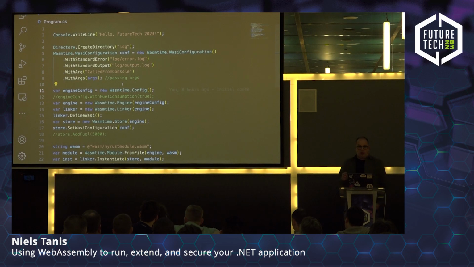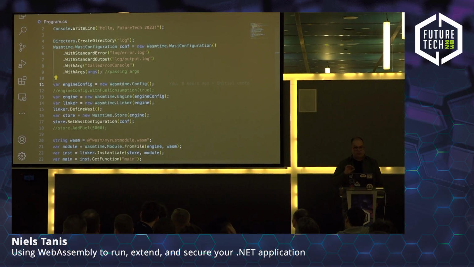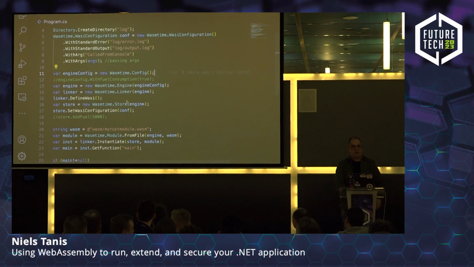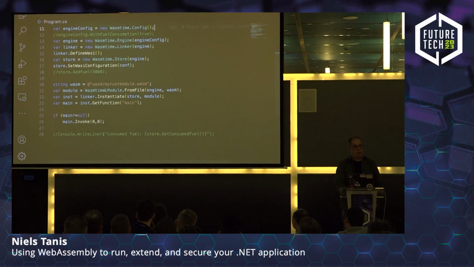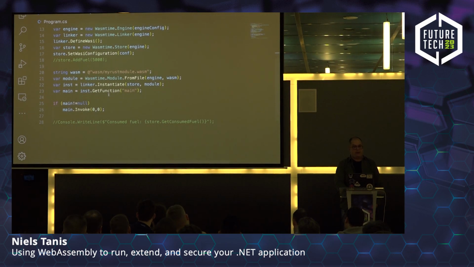But we need to do the following things, and I'm just going to talk you through. We need to create an engine that allows us to run WASM, right? We need to have a linker that allows us to type and link stuff together, and we're also going to make sure that we use WASI in order to do that. We're going to set some configuration, then we're going to load our module, which in this case is that WASM module I just compiled with Rust. We're going to load it from file, instantiate it, then get the main function to execute.